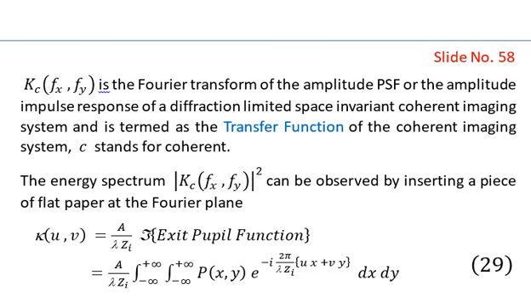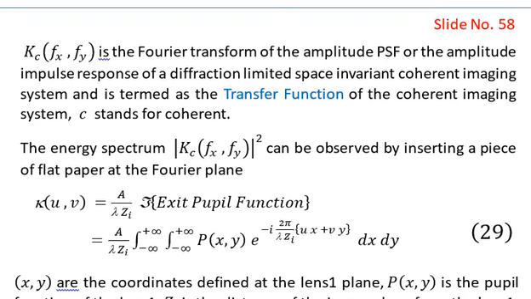Kappa c as a function of fx, fy is the Fourier transform of the amplitude PSF, or the Fourier transform of the amplitude impulse response of a diffraction limited space invariant coherent imaging system, and is termed as the transfer function of the coherent imaging system. So kappa c is the transfer function of the coherent imaging system. C stands for the coherent.